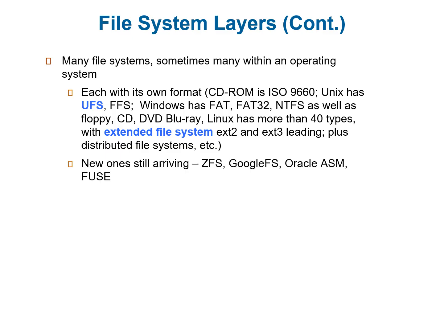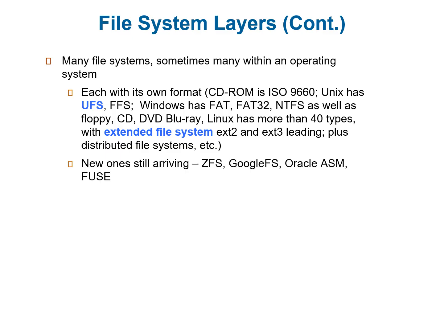These are some of the file systems which are used in the operating system, each of which has its own format. For example, if you take CD-ROM, the format will be ISO 9660. In Unix, we have the Unix file system. And in Windows, we have the file allocation table, FAT. That's what we call it as FAT. FAT32, NTFS, network file systems, all those things are available.